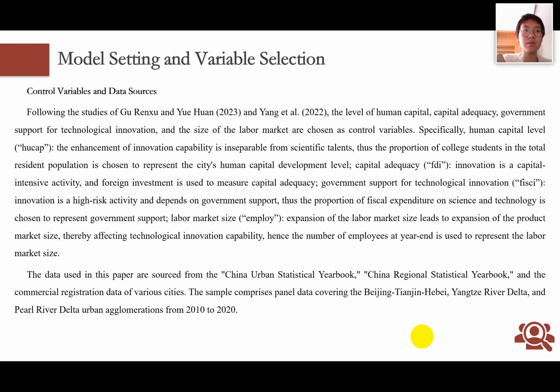As for our data sources, we use the data from China Urban Statistical Yearbook, China Regional Statistic Yearbook, and the commercial registration data of various cities. These samples comprise data from Beijing, Tianjin, Hebei, Yangtze River Delta and the Pearl River Delta urban agglomerations from 2010 to 2020. These are the best resources we could have found as high school students.